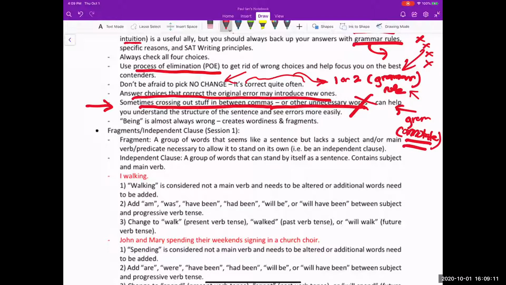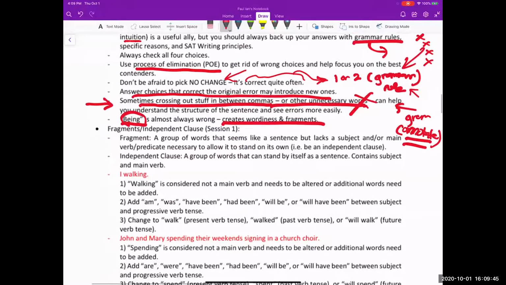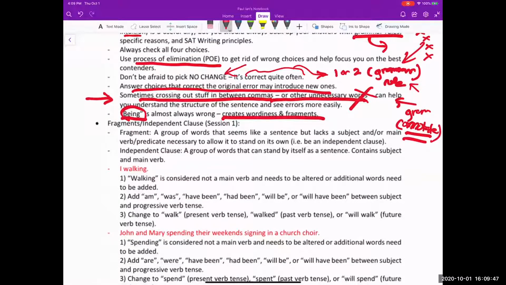"Being" is almost always wrong, as are wordiness and fragments. This one is a specific one; we'll talk about it if we encounter it in a sentence. When you say "being" or "to be," those are unnecessary words that make you wordy, and like I said, shorter is better. So you can definitely eliminate those words, and you don't want to be choosing those as your right answers. Okay. That's pretty much my tips.